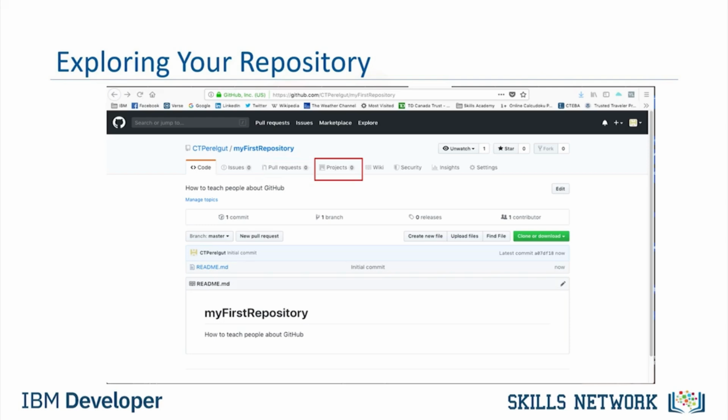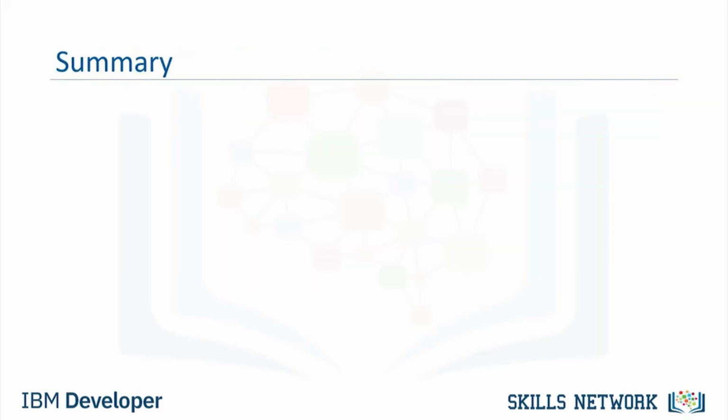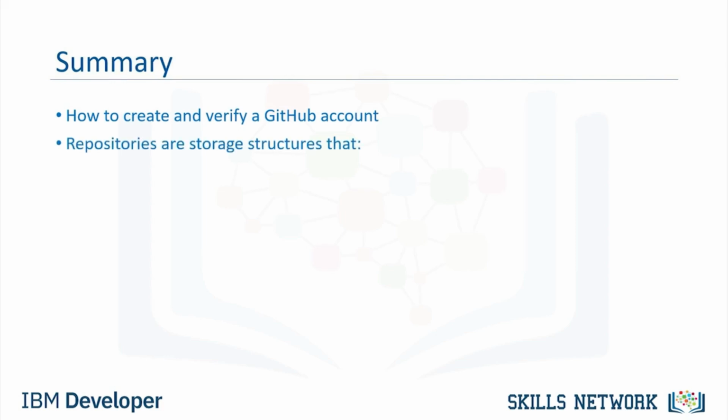Projects. All the tools for managing, sorting, planning, etc. your various projects. This is the core of the collaborative power of GitHub. Wiki, security, and insights. Often left for more advanced users, these tools provide a communication base to the external user community. Settings. GitHub allows for a lot of personalization, including changing the name of your repository and controlling access. In this video, you learned how to create and verify a GitHub account. Repositories are storage structures that can hold code, track issues, and enable you to collaborate with others.